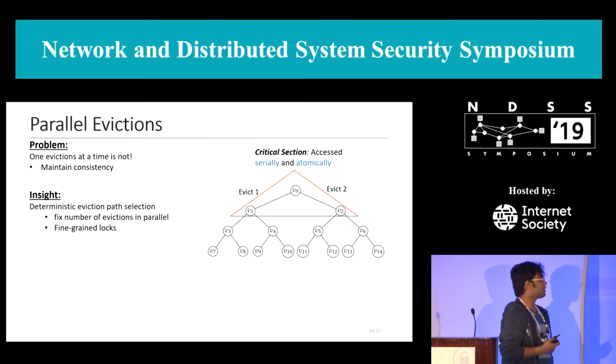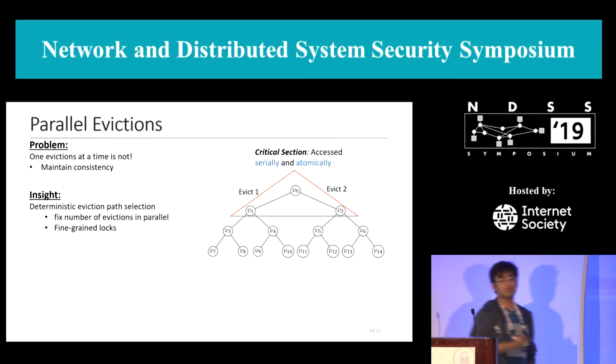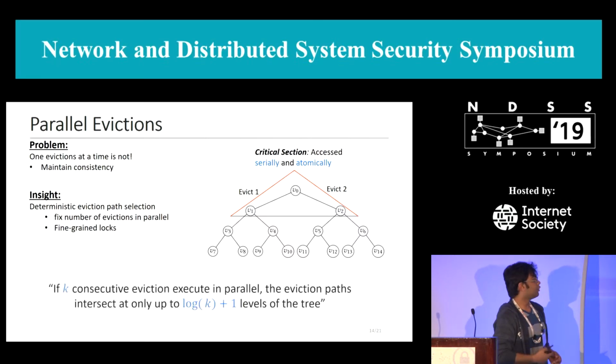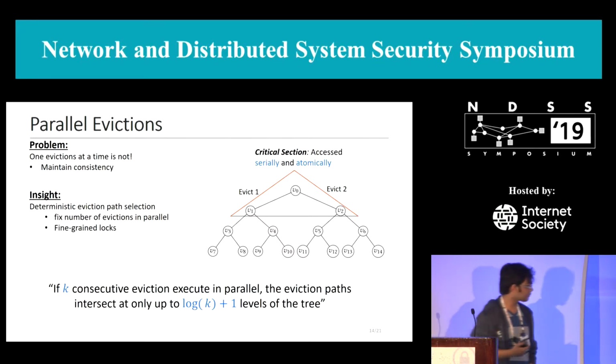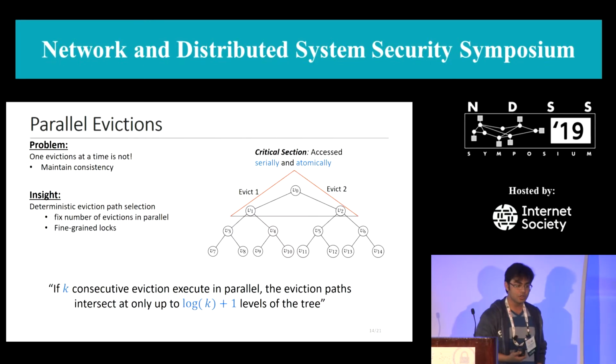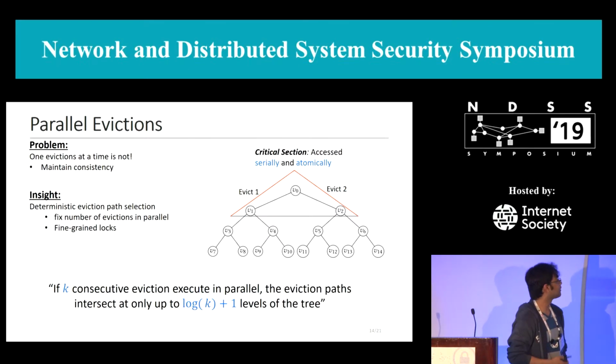And this actually turns out to be optimal because the way eviction paths are selected deterministically, 2 consecutive eviction paths are selected with minimum overlaps. So the height of this upper tree that you end up with is actually going to be optimal, and it's going to be log k plus 1. Okay? So the critical section you will actually have during your eviction is going to be small, so your evictions do not have to wait for a long time for each other.